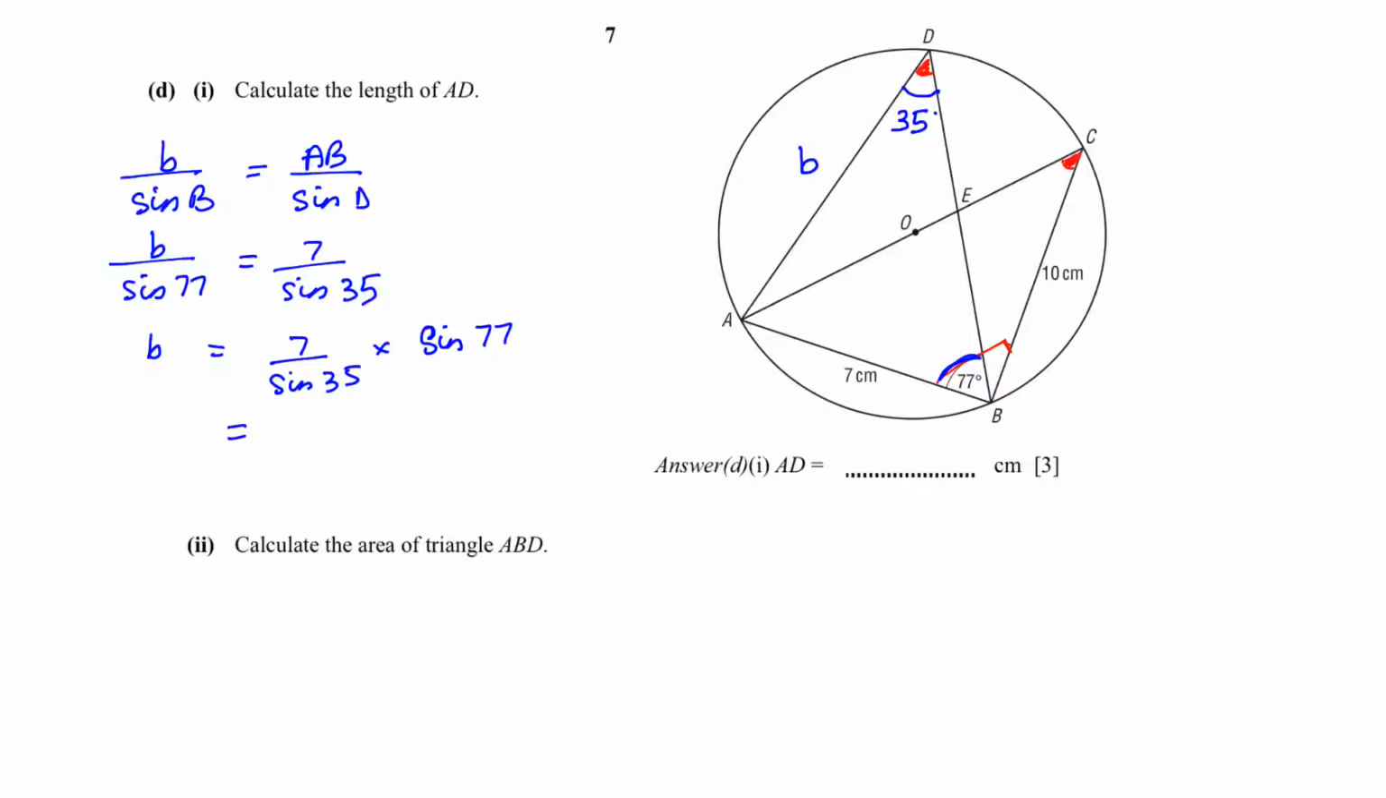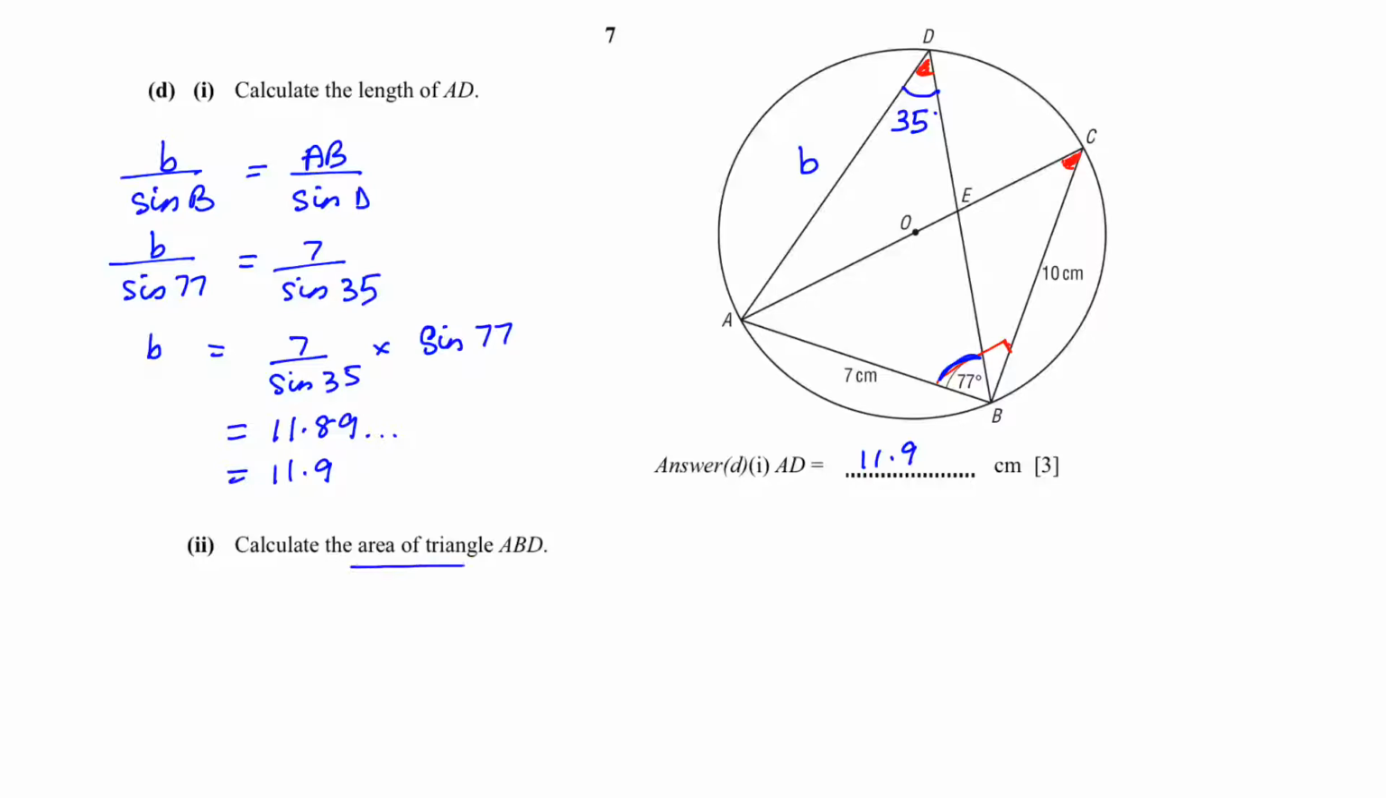We just have to put it in the calculator now. So 7 over sine 77 will give us 11.89. And here, we'll round it to one decimal place, 11.9. The answer is 11.9 centimeter.